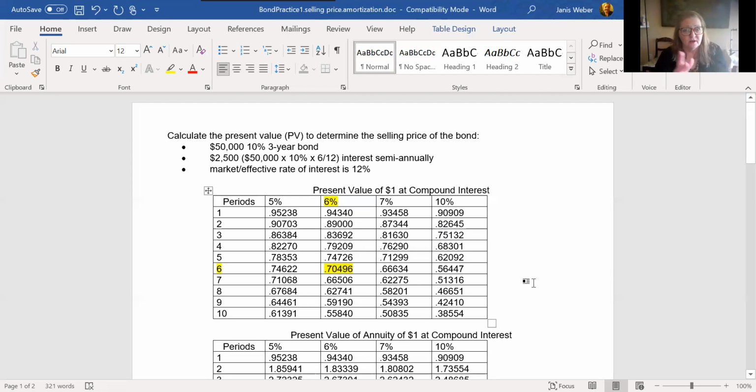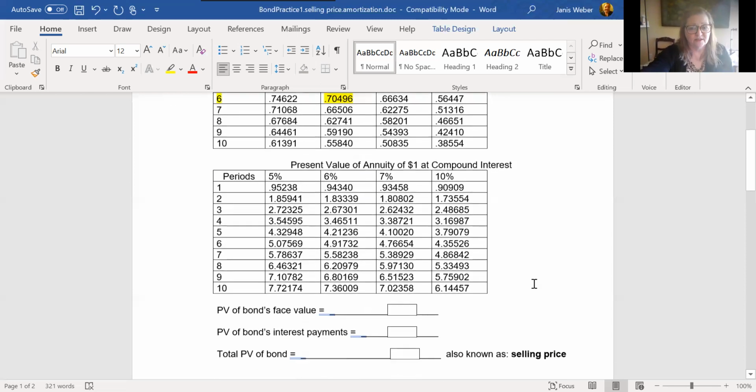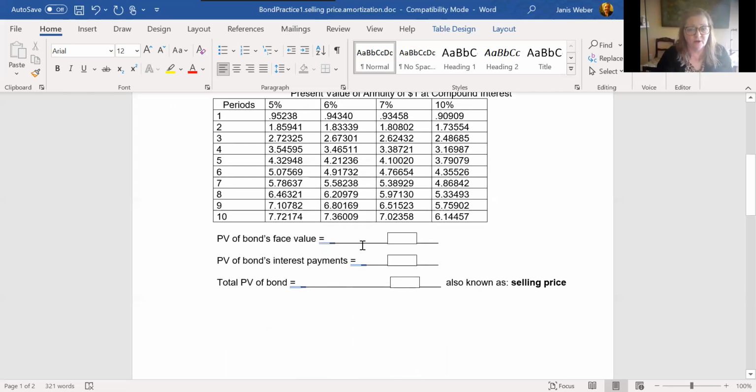of $1 table. There's 2 sets of tables under present value. What is present value of $1? That's for a lump sum that's somewhere in the future. And then there's present value of an annuity, which is for streams of equal payments called annuities. Okay, so we're going to use this factor, 0.70496, to determine the face amount of the bond.